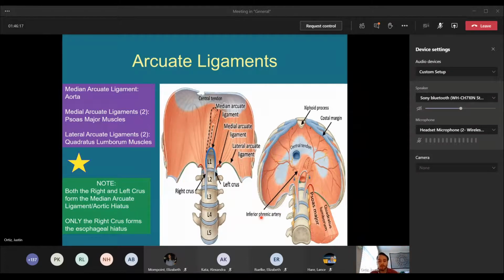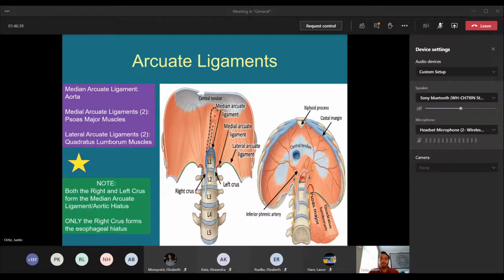And again, what's important to know is that what makes your esophageal hiatus is going to be your right crus, right? So you can see this right crus right here, you see it's like a dotted line. It's surrounding the esophagus, right? So only the right crus of your diaphragm makes your esophageal hiatus, basically. So that's going to be only the right crus. That's super important to note.